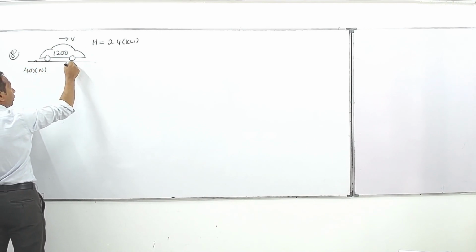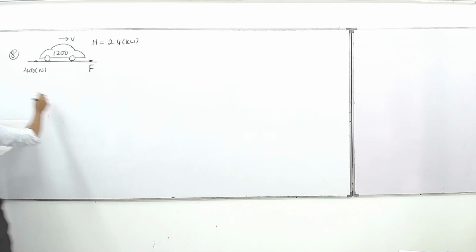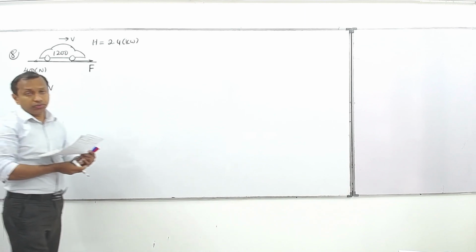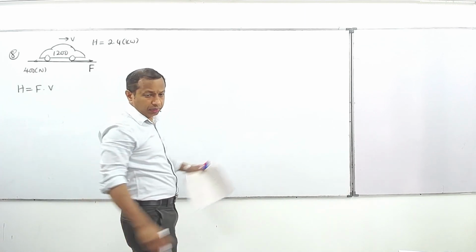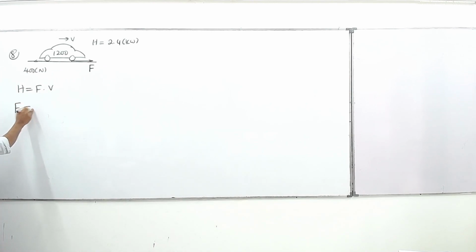Then you know a tractive force coming to the car like this. Suppose F, you know H equals Fv. V is the velocity, F is the tractive force, H is the power. Then we can write F equals H over V. H in watts, we have to put 2.4 kilowatt into 10 to the power 3 when we convert that to watts.